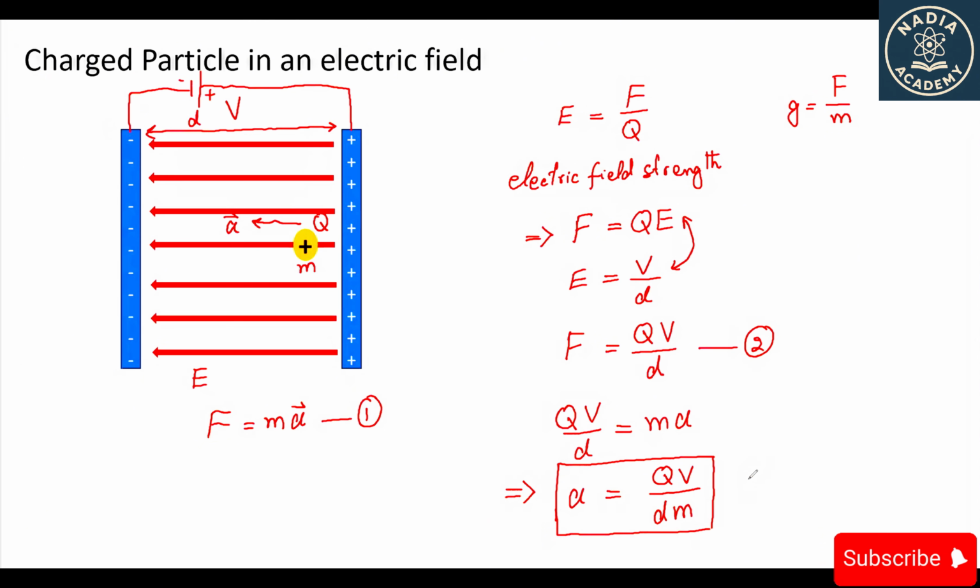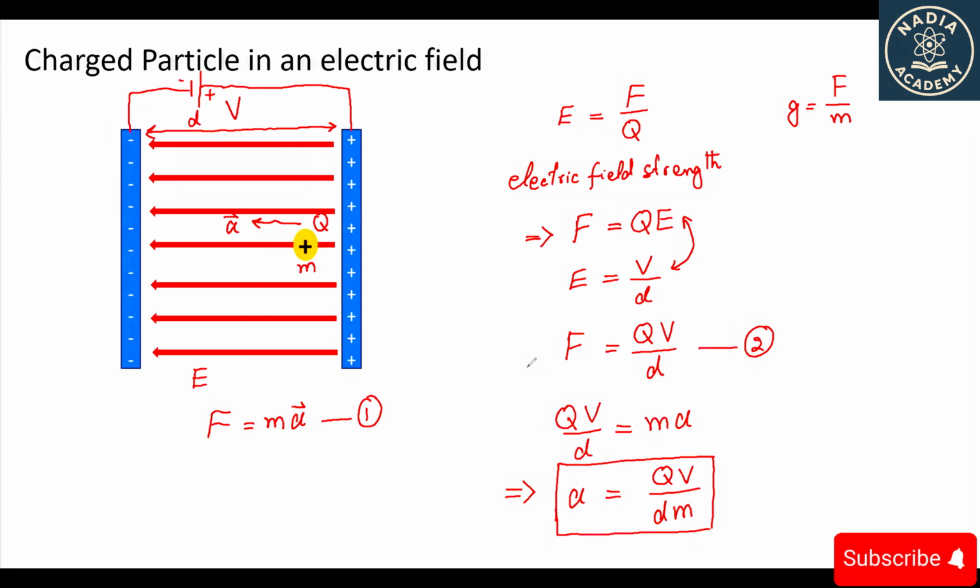I have written this formula in terms of potential difference instead of electric field strength, because if we are given the electric field strength, of course we would not need the potential difference. So these parameters will be known: Q is the charge value of the charged particle, m is the mass of the particle, and d is the distance between these two plates.